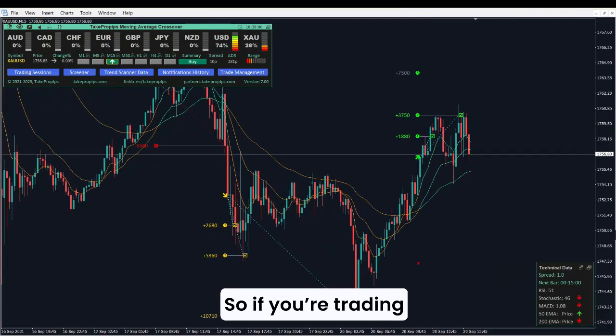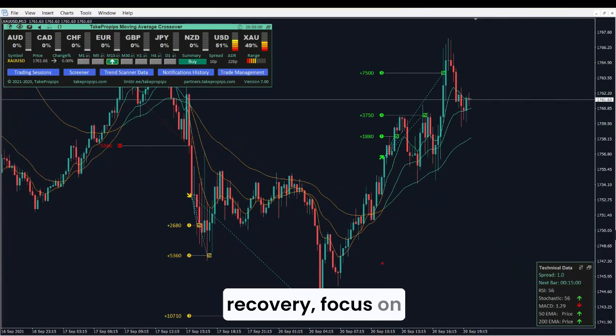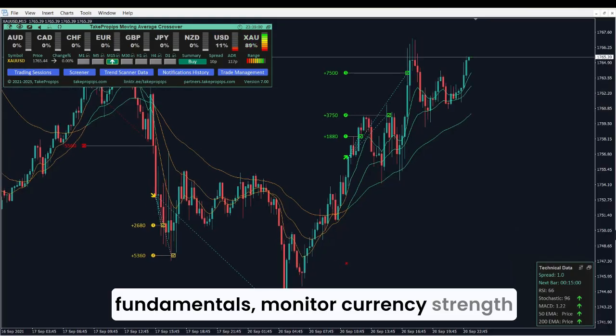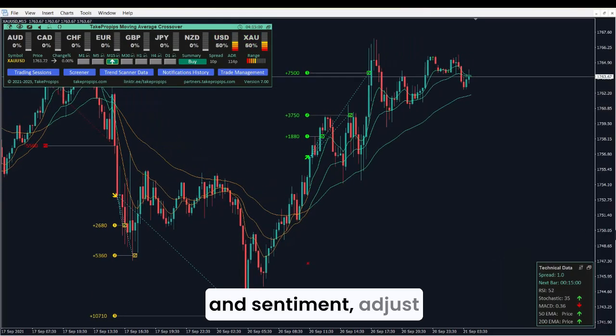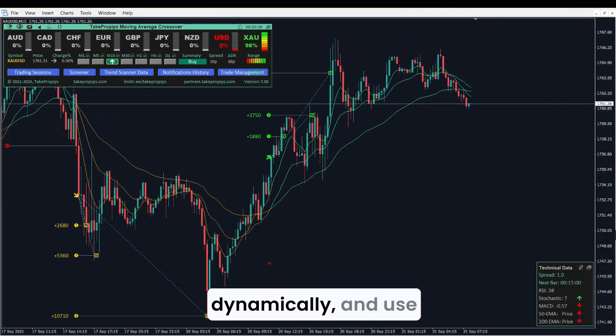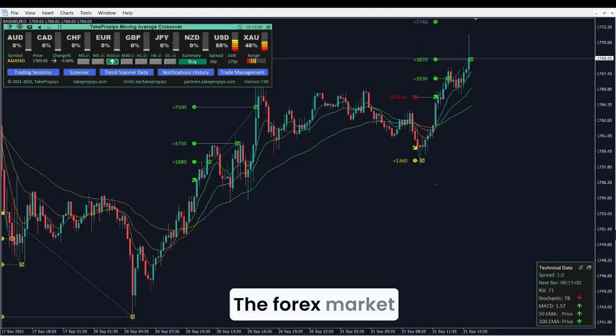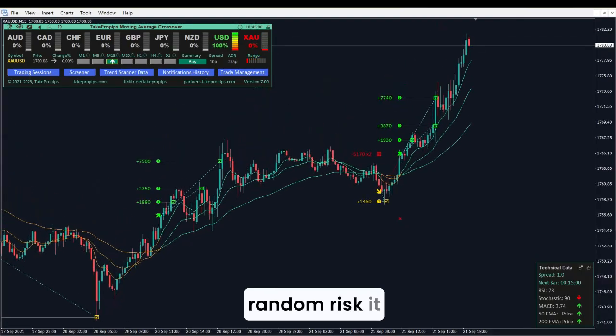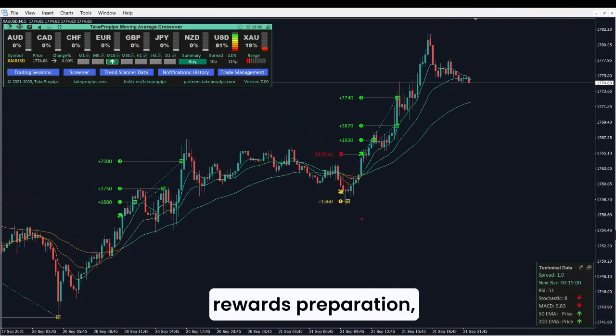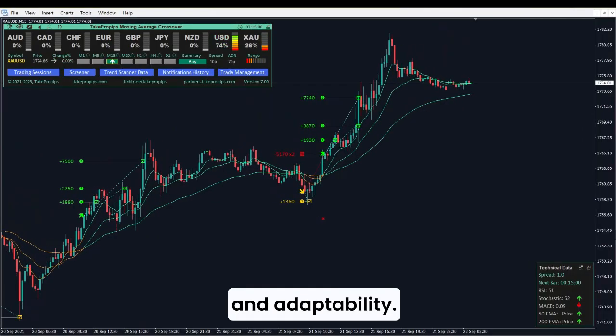So if you're trading during an economic recovery, focus on fundamentals, monitor currency strength and sentiment. Adjust your risk dynamically and use tools that help automate smart decisions. The Forex market doesn't reward random risk, it rewards preparation, strategy, and adaptability.